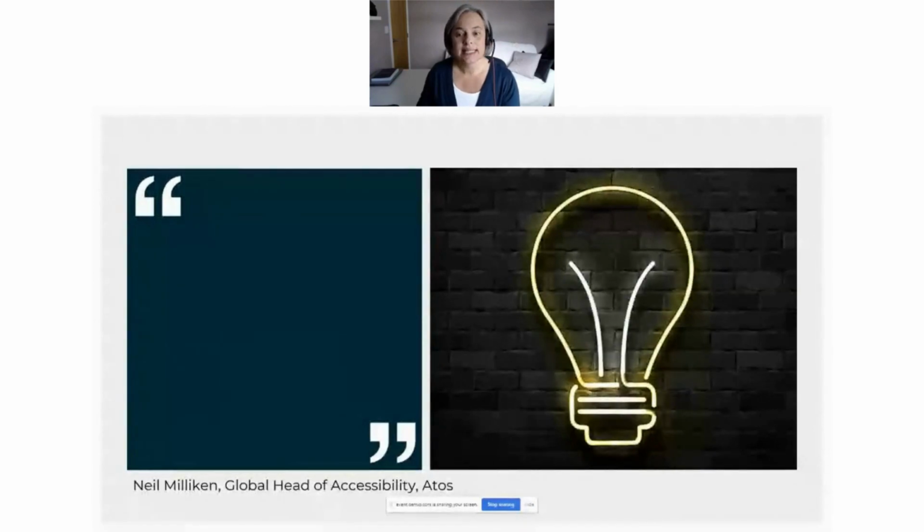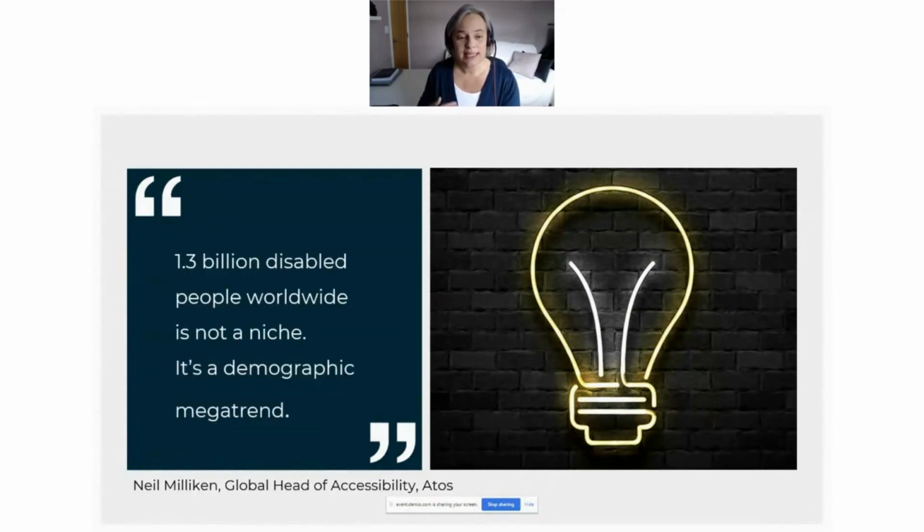And this brings us on to our first key takeaway of the session, which comes from Neil Milliken, who is global head of accessibility at Atos. And it's the best counter argument that I've heard to this myth. What he says is that 1.3 billion disabled people worldwide is not a niche, it's a demographic megatrend. So I hope you'll agree that's a great quote to have to hand whenever anyone suggests that disabled people are a niche audience in our learning.